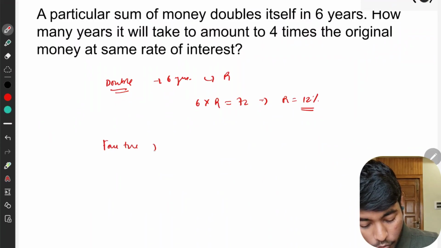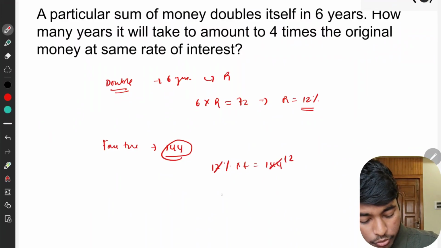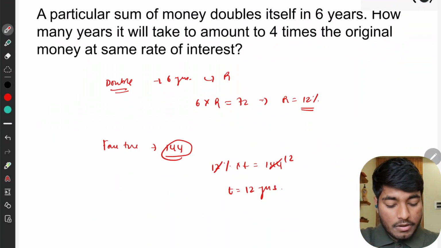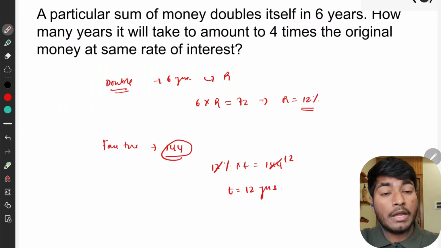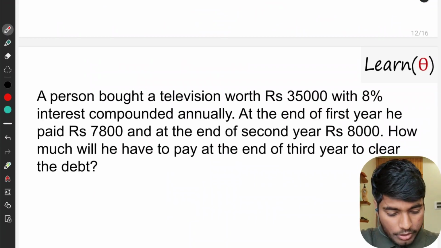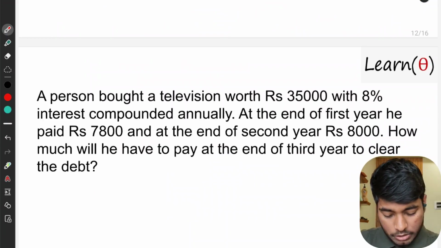For 4 times, I know the rule of 144. So 12% multiplied by the time is equal to 144. That gets cancelled, it's 12, so the time taken will be 12 years. So what is known to me? In 6 years it will become double, and in 12 years it will become 4 times. I hope you understood. Perfect. Let me take another one.